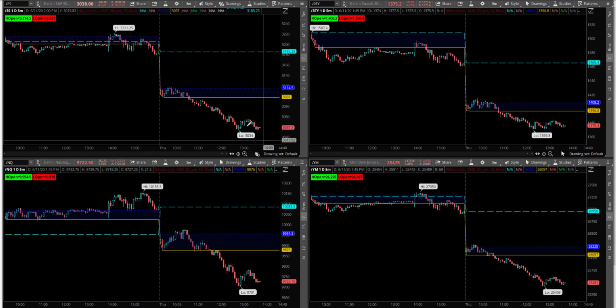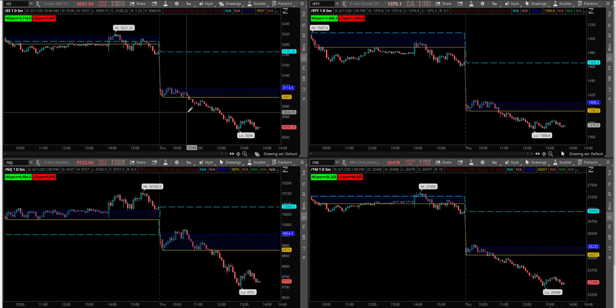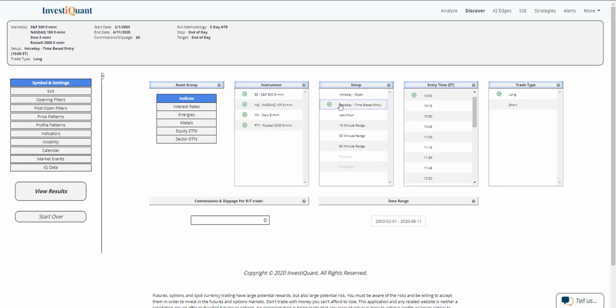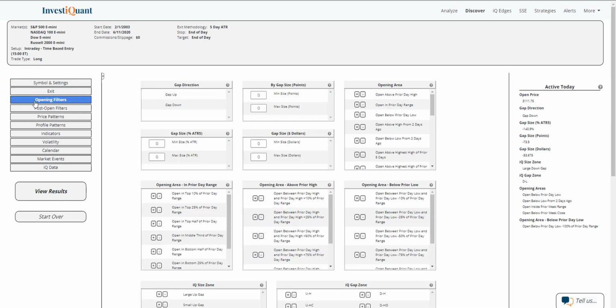And what I want to do is just build out this type of price action and see how that has looked going into the close today. So let me build this out. I'm going to do this in Discover, and we're going to look at all four instruments. The setup is going to be intraday time-based, and we'll use an entry time of 3 p.m. Eastern time. We'll set it up as a long exiting at the close of regular trading hours.